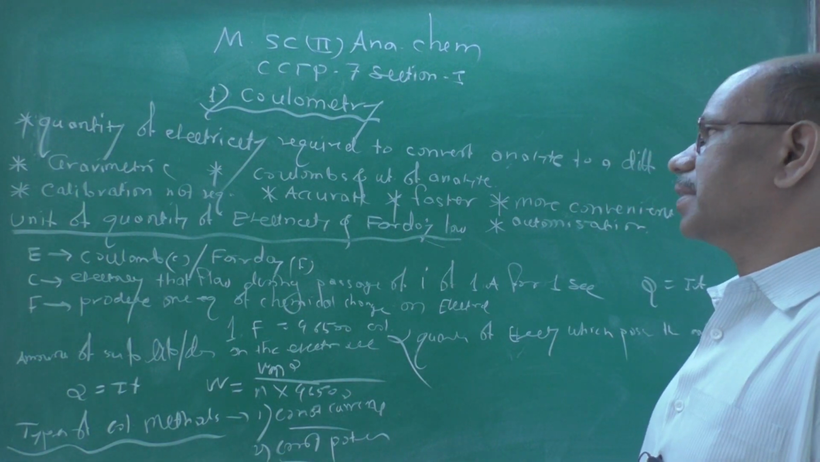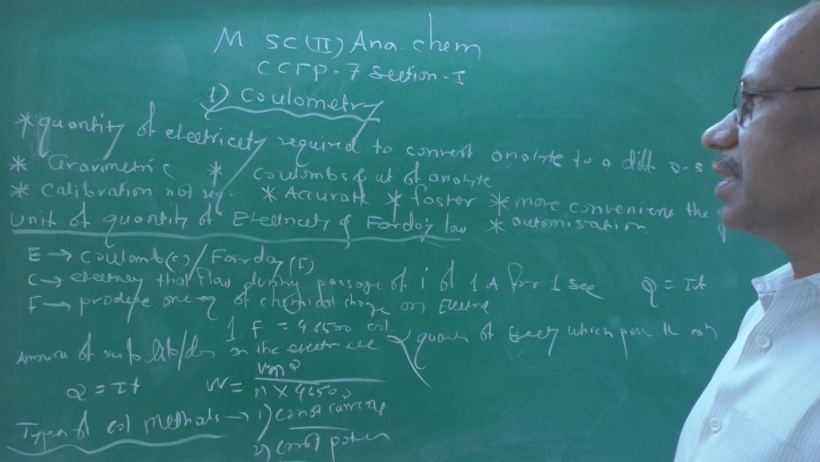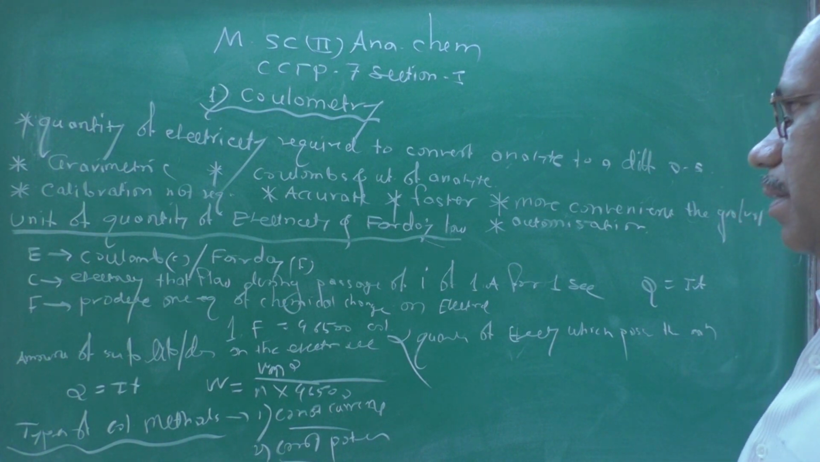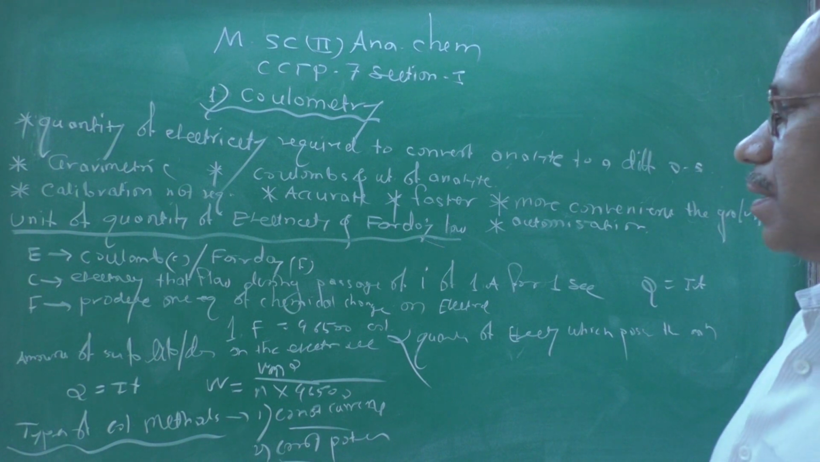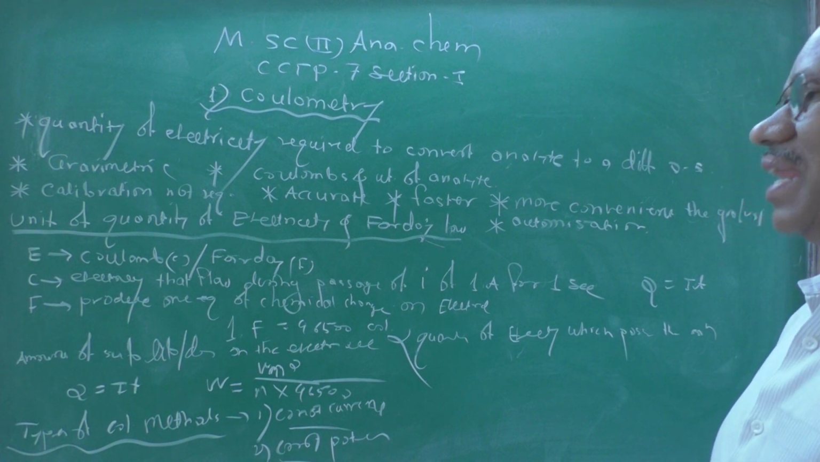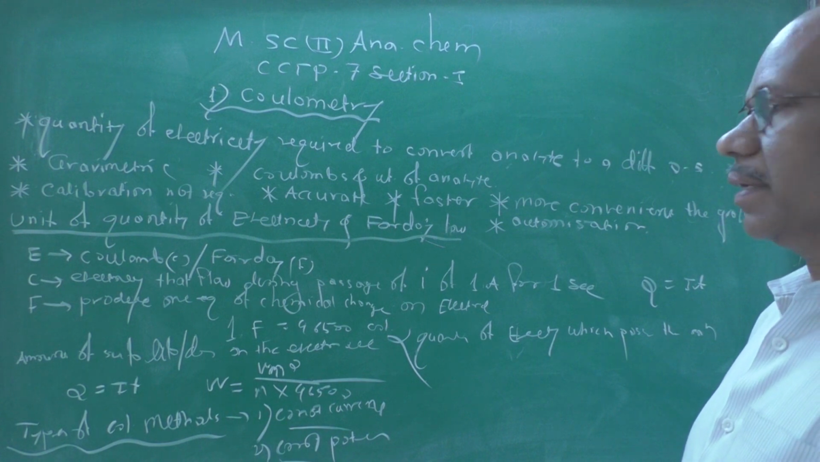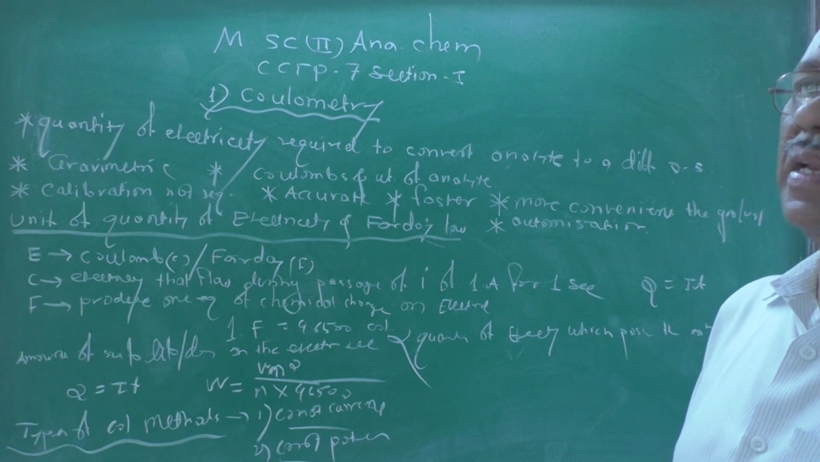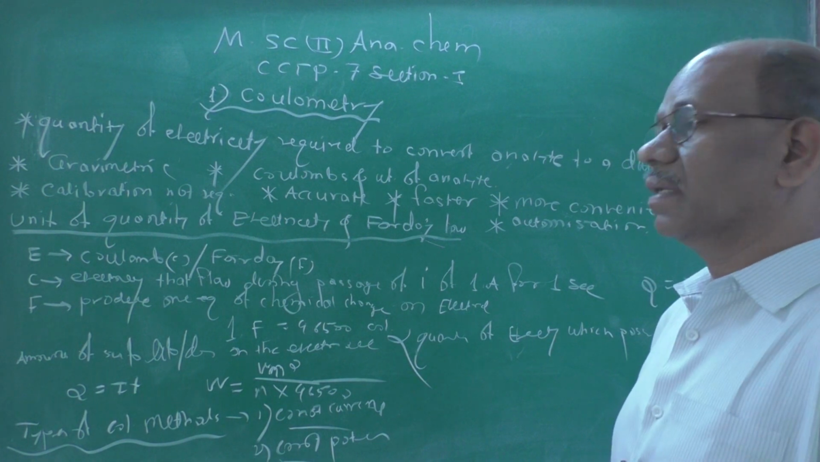The quantity of electricity required to convert aniline to a different oxidation state is nothing but coulometry. It is similar to gravimetry. Coulomb is the quantity of electricity, weight of aniline is there. Calibration in coulometry is not essential. It is more accurate, faster, and more convenient as compared to gravimetry and volumetry, and therefore automation of the coulometric method is possible.